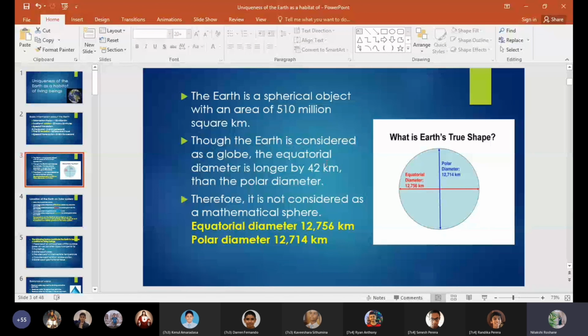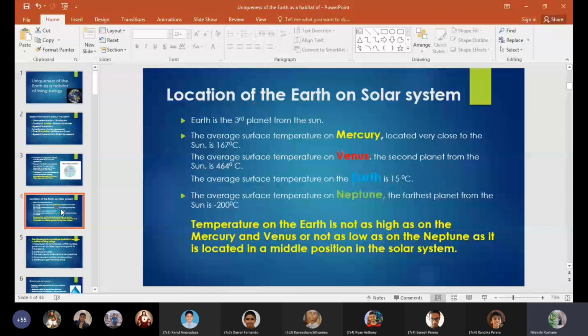Another important fact we need to discuss is the location of the Earth in the solar system. In Unit 1, you studied that the Earth, our home planet, is the third planet from the Sun. Study the following facts too. The average surface temperature on Mercury, located very close to the Sun, is 167 Celsius. On Neptune, the farthest planet from the Sun, it is minus 200 Celsius. The temperature on Earth is not as high as on Mercury and Venus, or as low as on Neptune, as it is located in the middle position in the solar system.